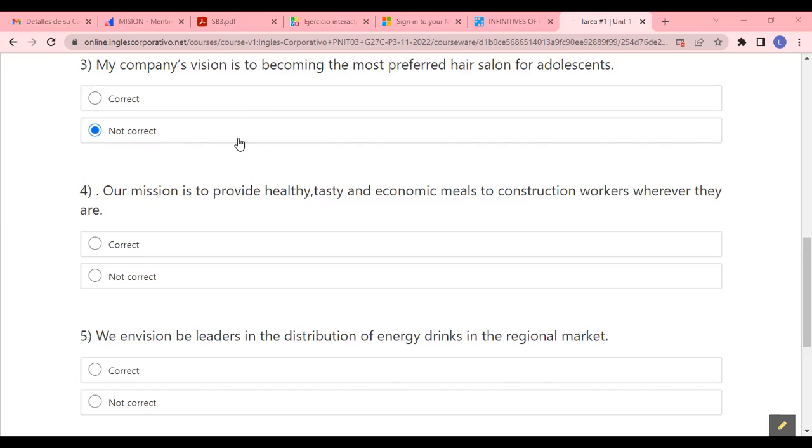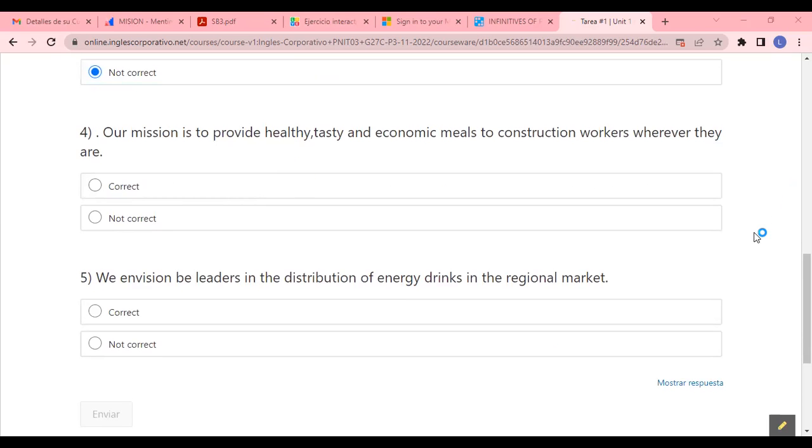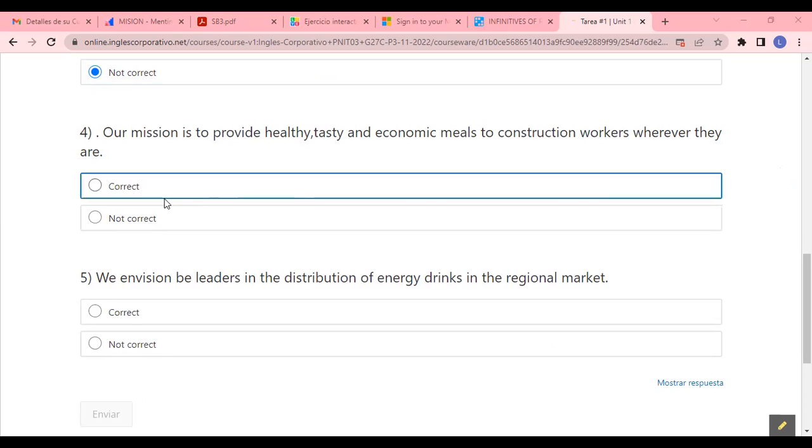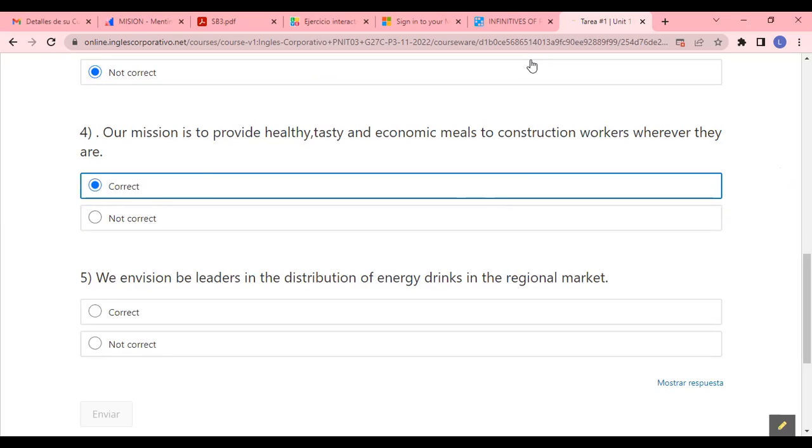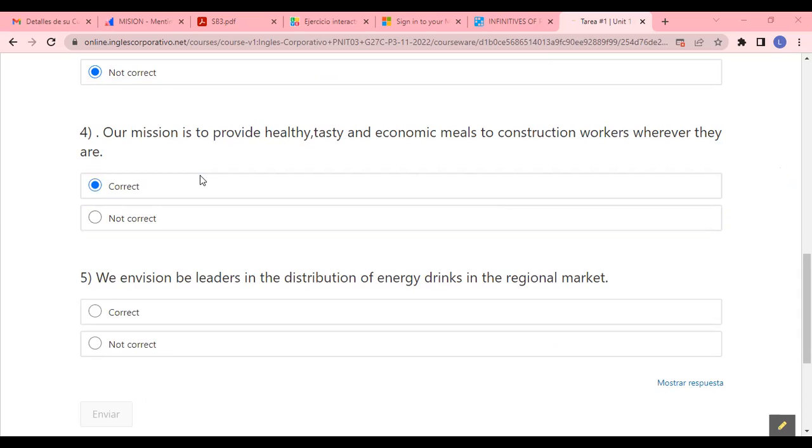Thank you, David. Number four. Our mission is to provide healthy, tasty, economic meals to construction workers, whatever they are. Is it correct or incorrect? Correct. Yes. Thank you. Let's go next one, volunteer.